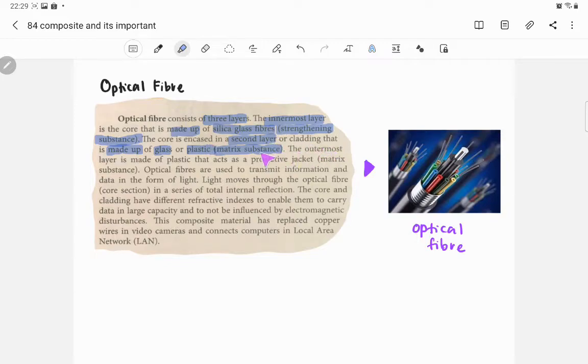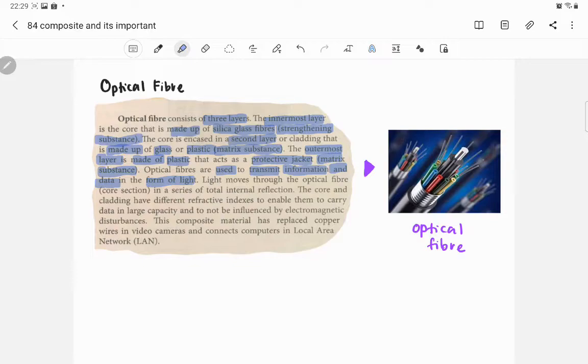The outermost layer is made of plastic that acts as a protective jacket. The outermost layer is also known as matrix substance, same as the second layer. Optical fibers are used to transmit information and data in the form of light.